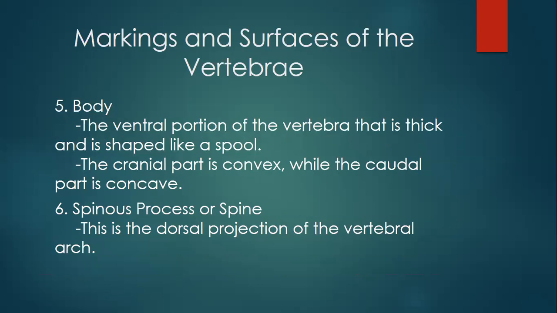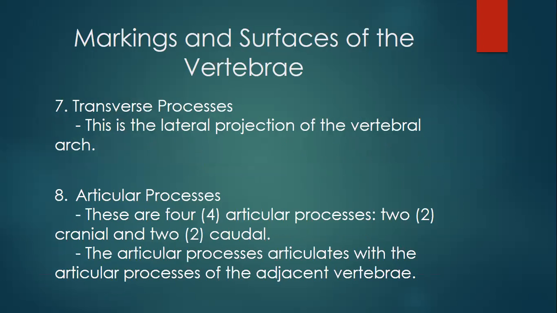Then we have the spinous process. This is the dorsal projection of the vertebral arc, very prominent among the thoracic vertebrae. We also have the transverse processes. These are the lateral projections of the vertebral arc, and these are quite prominent in your lumbar vertebrae. They also have articular processes. These are 4 articular processes, two cranial and two caudal, and they articulate with each other. The articular process articulates with the articular process of the adjacent vertebrae.